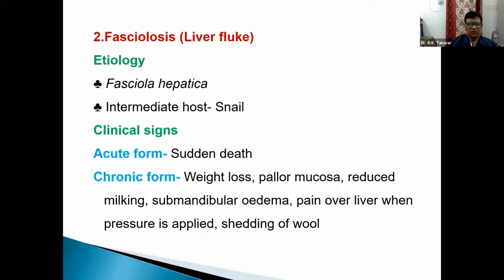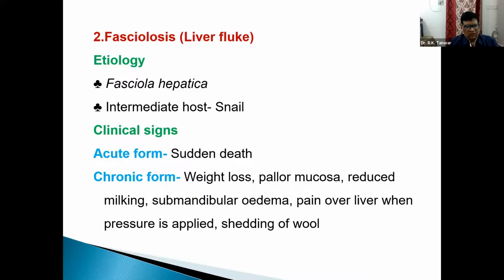Then I have seen Fasciola outbreak in goat also. As I told you, these sheep are not brought for treatment in our hospital, so most cases are seen in goats. But we have attended an outbreak in sheep also. Fasciola hepatica: here the availability of an intermediate host is essential. If no snail is available, no liver fluke problem.